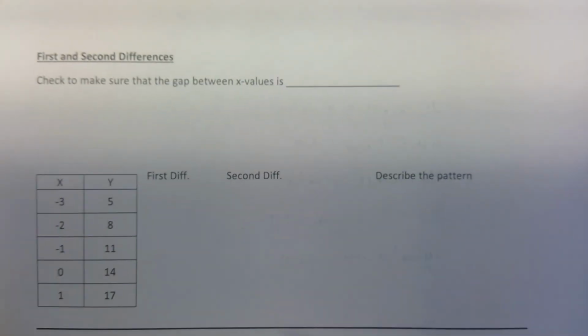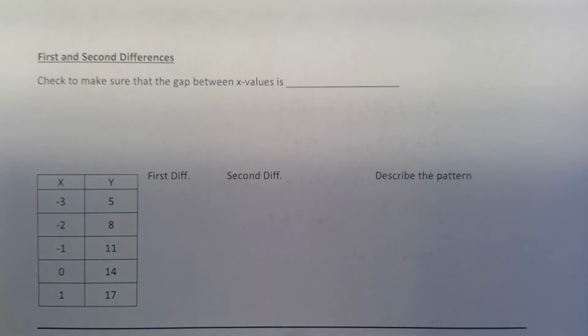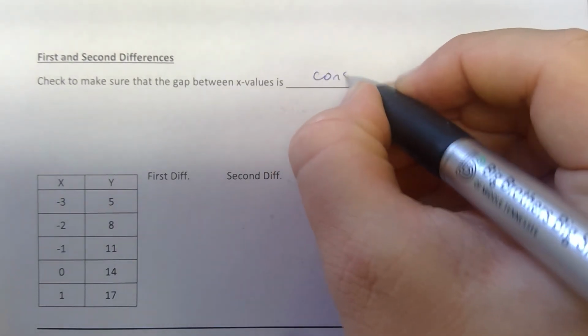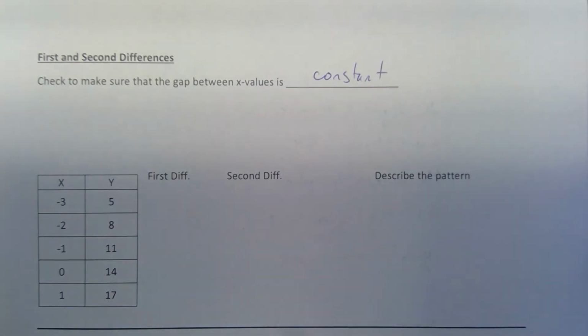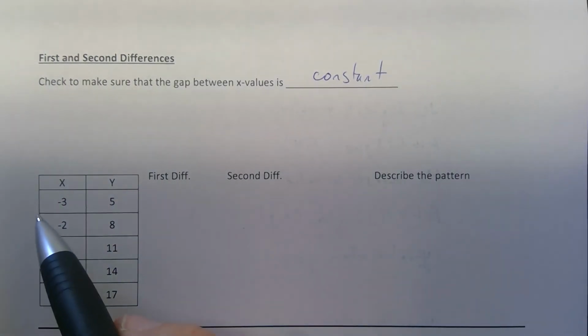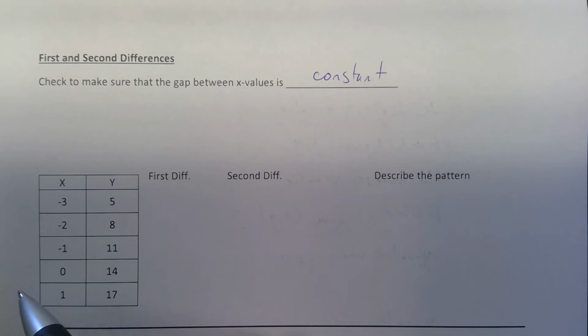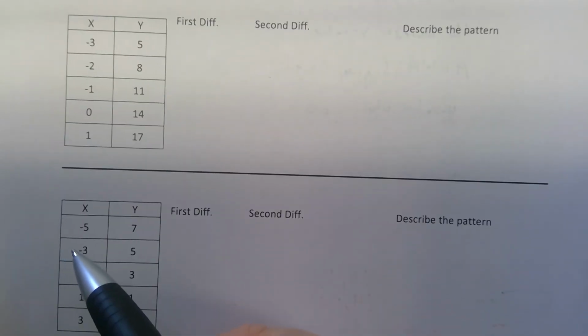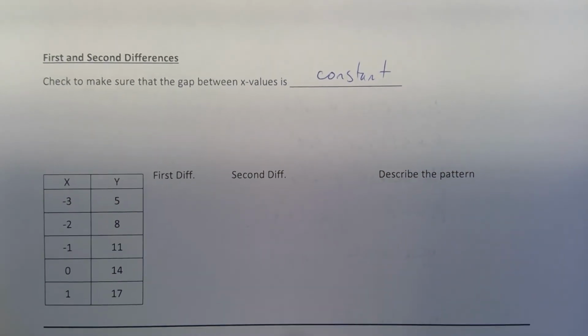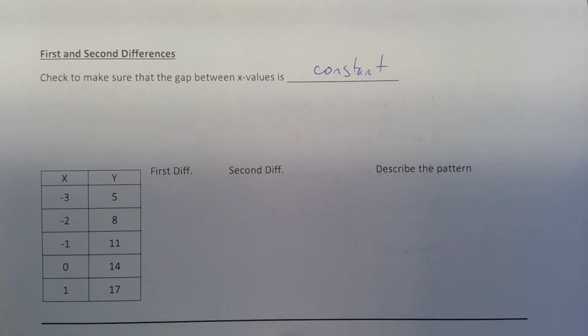All right, let's go onto the back, and we're going to look at our first and second differences. We want to first check to make sure that the gap between our x values is constant. Every time I'm doing my x values, it goes +1, +1, +1, +1, or down here it goes +2, +2, +2, +2. So we're looking for that constant gap between x values.